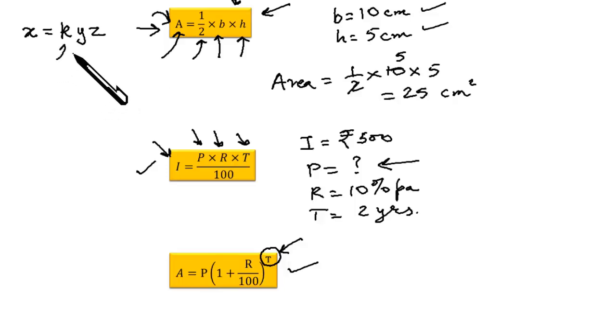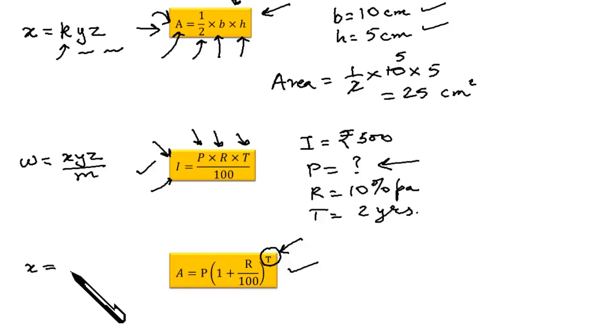So actually k stands for a constant coefficient, a numerical coefficient. And y and z are actually the variables. We'll be looking at this in great detail after some time. And similarly, this formula can also be written like w is equal to xyz the whole upon m, where m is a number. And this formula may be looking like x is equal to y bracket 1 plus z upon 100 the whole raised to w. So you might be thinking, oh, this is very abstract, but that's not the case.